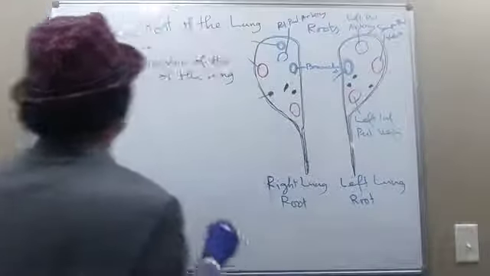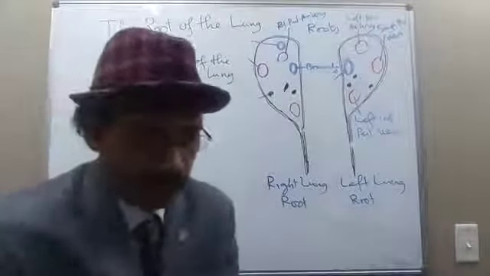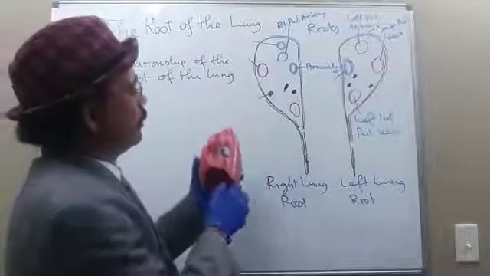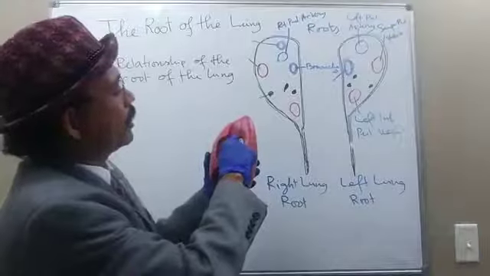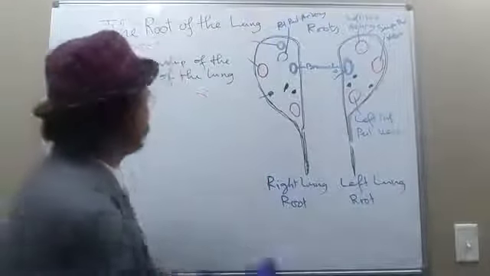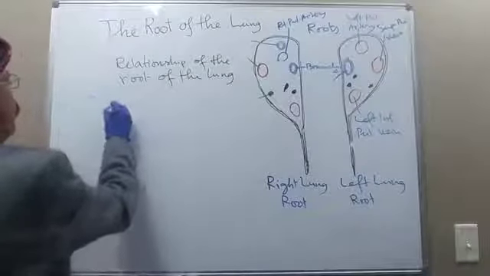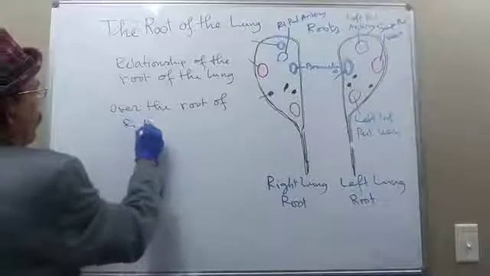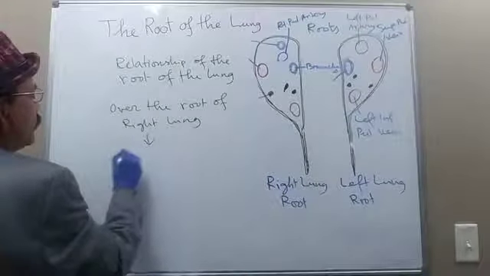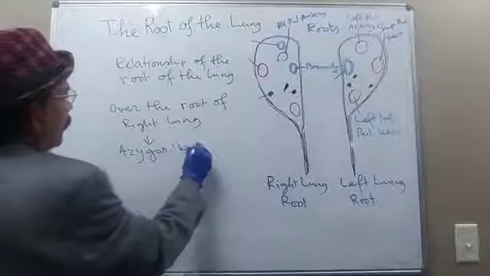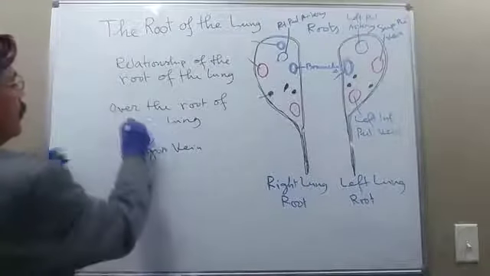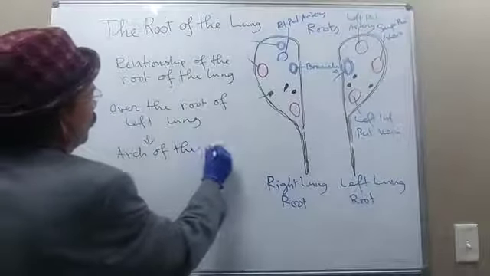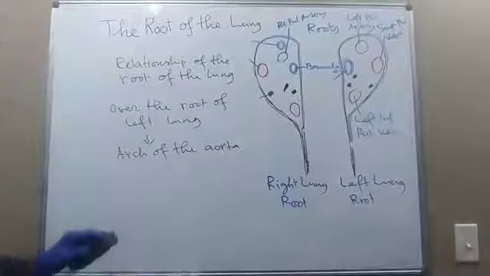Then we have to find out the relationship over the root of the lung. Okay, so suppose this is the right lung. We got the structures here, the root, and it is in the hilum. And what structure passes over the root of the right lung? That is the azygos vein. Over the root of the left lung, our structure should be the arch of the aorta. Okay. So we got the relationship of the root.